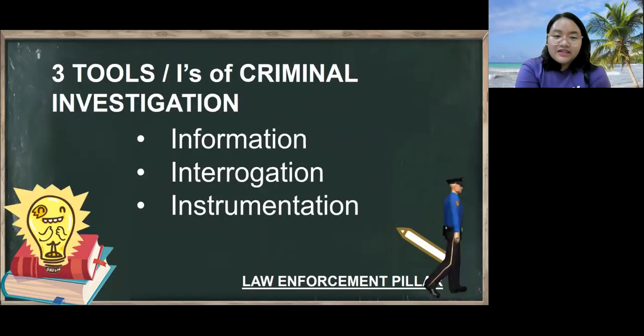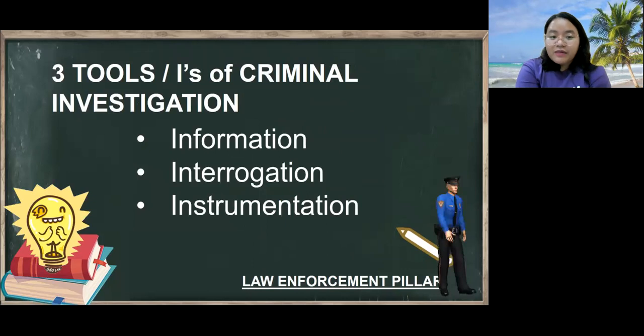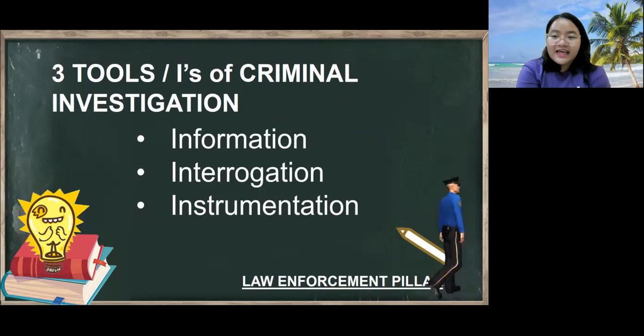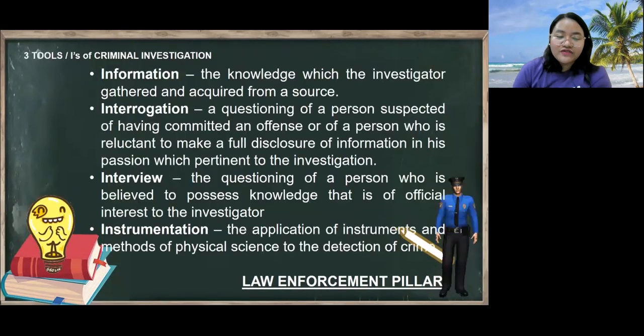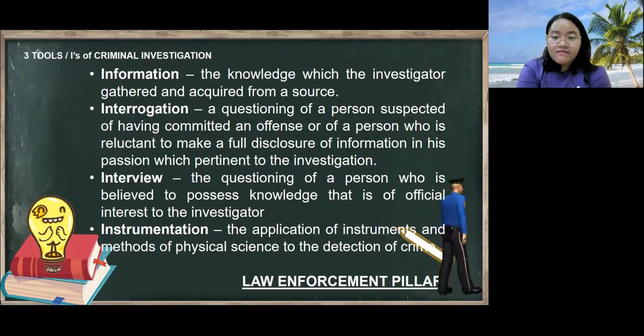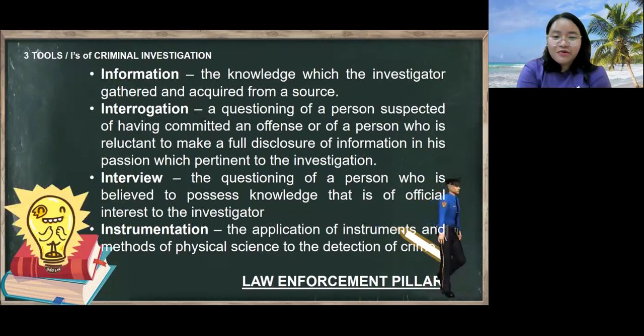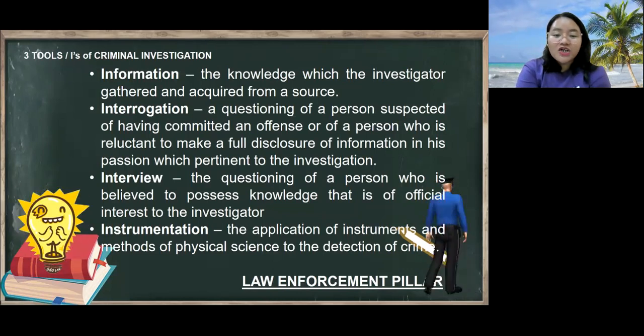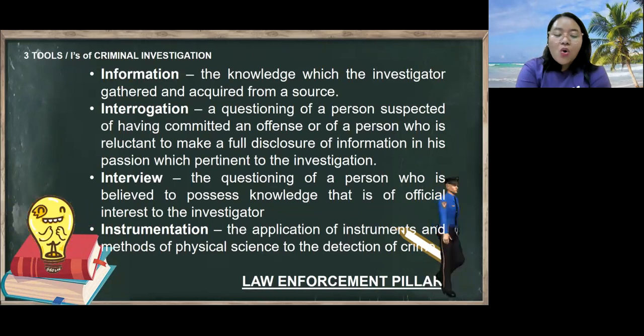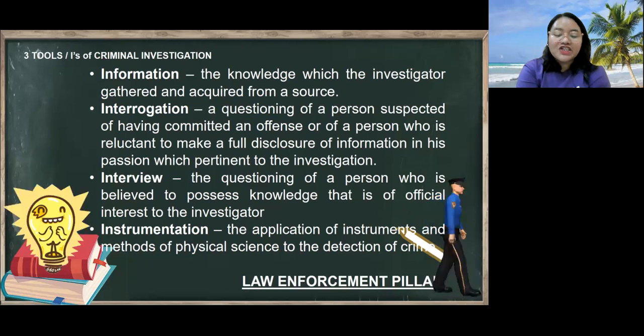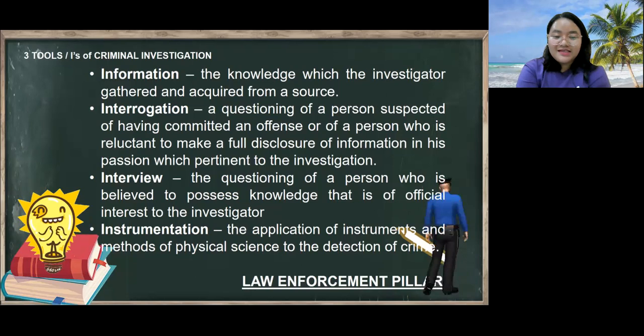There are three tools in the criminal investigation. We have information, interrogation, and instrumentation. Let's try to define each of them. Information is the knowledge which the investigator gathered and acquired from a source. Interrogation, on the other hand, is the questioning of a person suspected of having committed an offense or of a person who is reluctant to make a full disclosure of information pertinent to the investigation. See the difference?